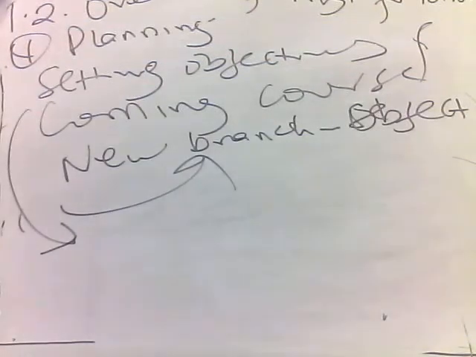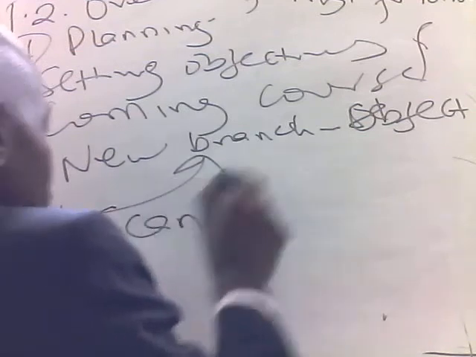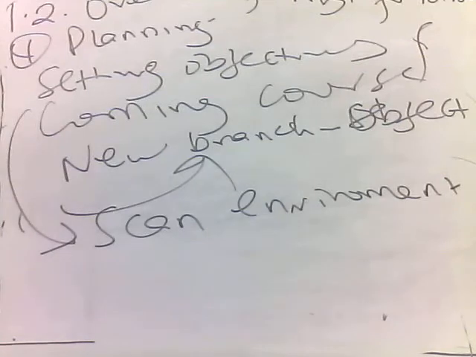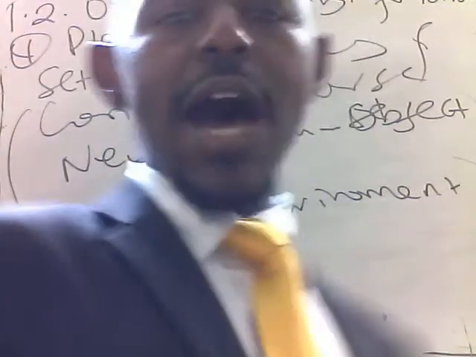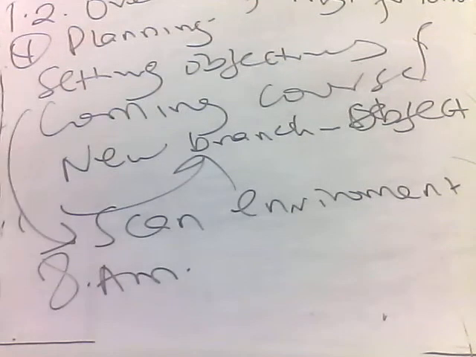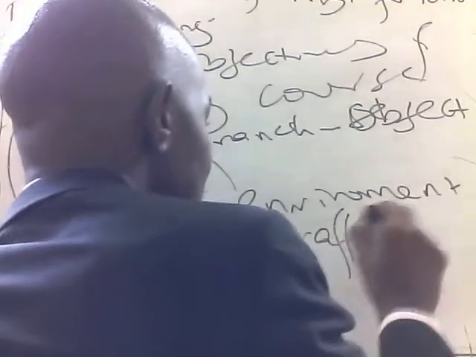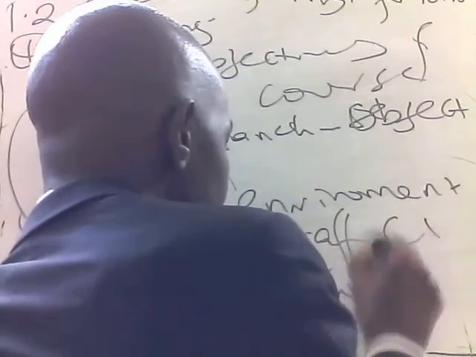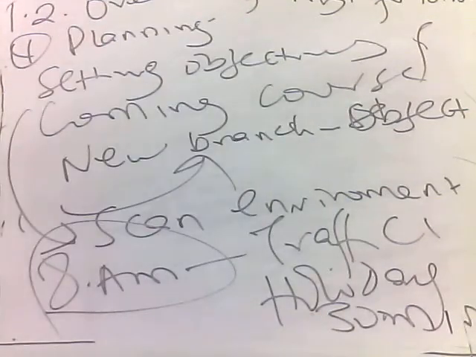And for me to set this objective, something you have to note is that you have to scan the environment. Tomorrow I will be going to town. I need to arrive at town at around 8 a.m. This is my objective. I scan the environment. What is the cause of traffic jam? Will there be traffic? No, tomorrow is a holiday, so there will be no traffic. I can take 30 minutes to town. You are scanning the environment.